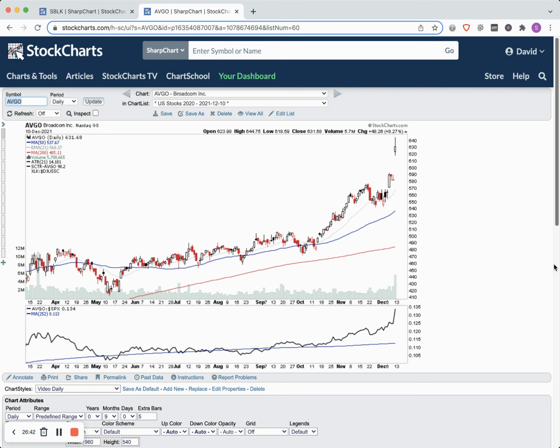AVGO. So this is Broadcom. This was just an earnings gap type move on Friday. I'm not sure if it was earnings specifically, but it was a high volume gap up move. So I just wanted to always highlight these ones and then start to track them from the gap up day and how the price action reacts in the following days from the high volume close of the gap up day.